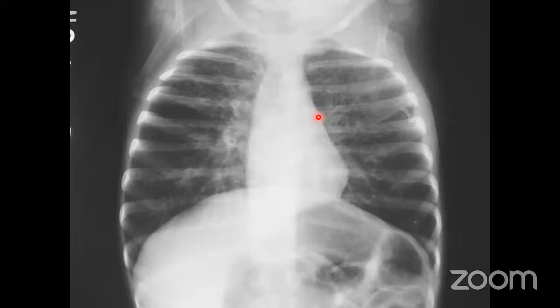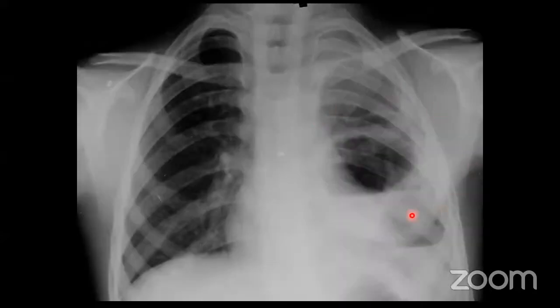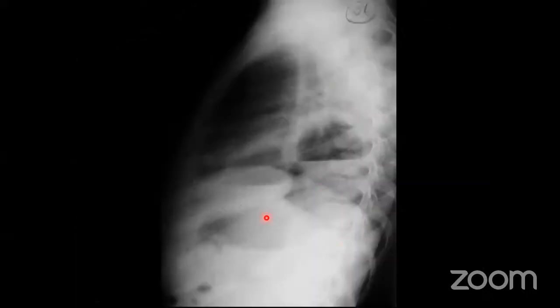So it happens in post-measles bronchopneumonia. Nowadays, we have seen a lot of post-measles pneumonia, interstitial pneumonia. This is the X-ray where you can see multiple air fluid levels on the left side. So this is a multi-loculated lung abscess.